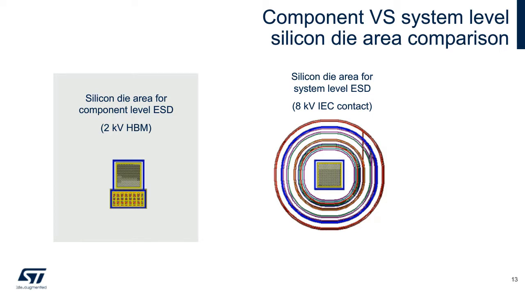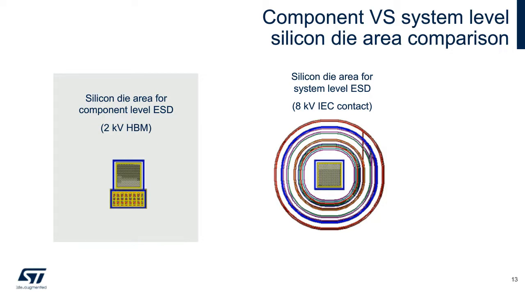On the right side, you can see the size of an IEC protection 8 kV, which is much bigger than the size of the 2 kV HBM protection at the left. This means integrating 8 kV IEC protection is not cost-effective in expensive advanced MOS technologies. This is why the system-level ESD protection is kept external using specific silicon technologies.